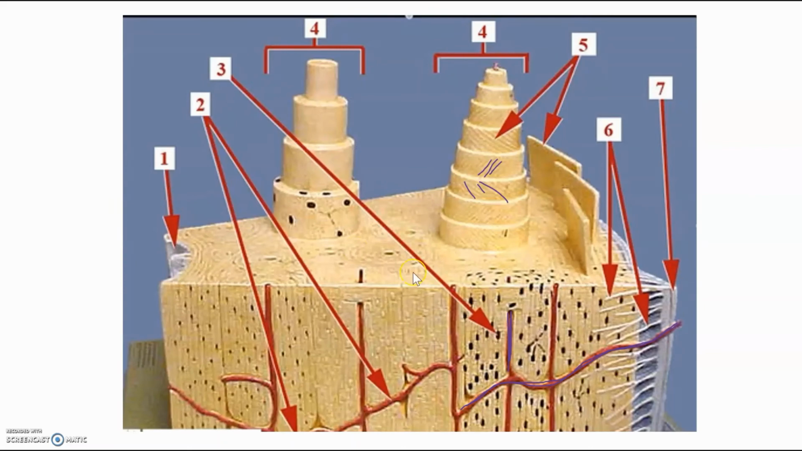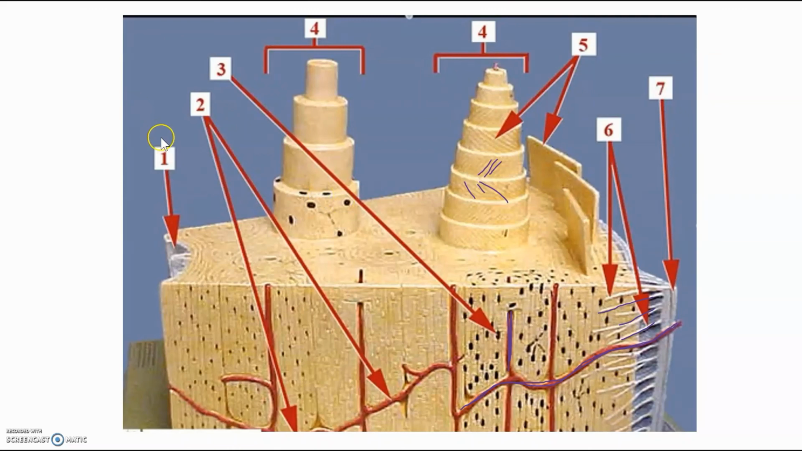And then the last thing I wanted to go over are something called Sharpey's fibers. So basically, if you see these white things right here, I'm drawing over them right here, these are going to be your Sharpey's fibers. And basically what they're going to do is they're going to perforate the bone, and then they're going to anchor the periosteum to the bone to make sure it can't fall off.